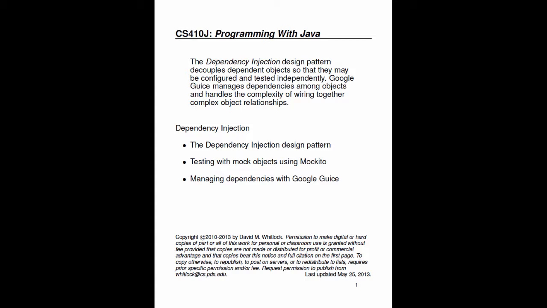Then we'll see how objects that are implemented using the dependency injection design pattern can be easily tested with what are called mock objects using a library called Mockito. And finally, we'll look at using Google Guice to manage dependencies among objects.